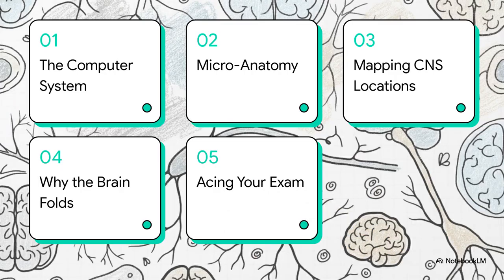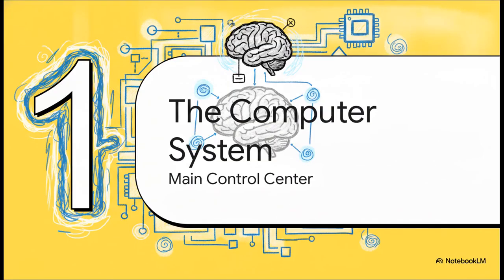Here is our roadmap for today. We'll build your understanding step by step, starting with the brain's computer system, zooming in on microanatomy, mapping locations in the central nervous system, discovering exactly why the brain folds, and finishing up with the keys to ace your exam. All right, let's kick things off with Section 1, the brain's computer system. This is where we lay down the absolute foundational framework for everything we'll cover today.